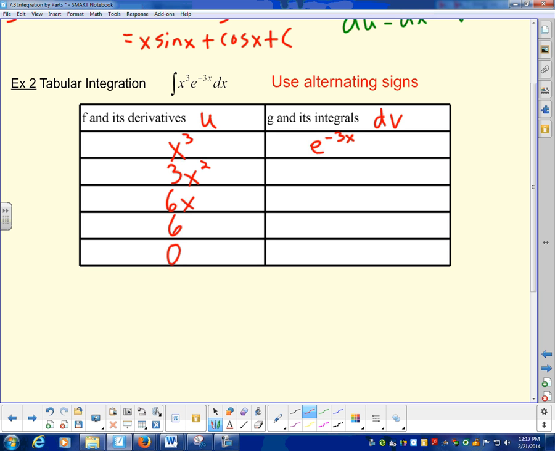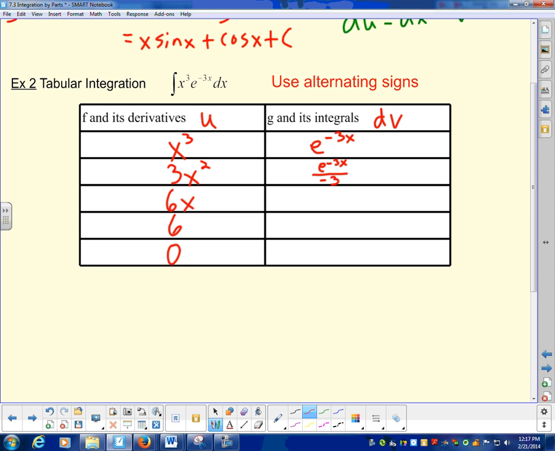And then here we're going to find integrals. This will be a little more work. But the first one we already did. It's e to the negative 3x. I think I better write it this way. Try to fit it in here. E to the negative 3x divided by negative 3. So you can read that. E to the negative 3x divided by negative 3.